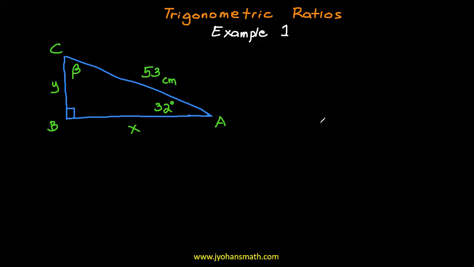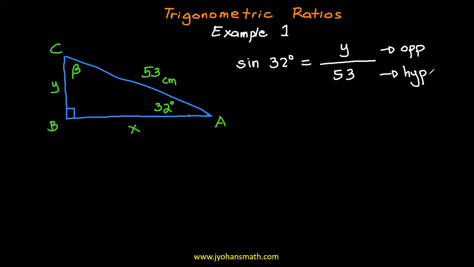In this video, we're going to use the trigonometric ratios to find the values of x, y, and the angle beta. Let's start by solving the value of y. We will use the angle 32 degrees and also the function sine. So sine 32 degrees is equal to the opposite side, that is y, all over the hypotenuse, that is 53 centimeters. So y here is the opposite side, and 53 is the hypotenuse.